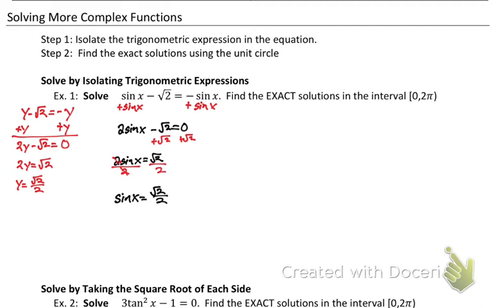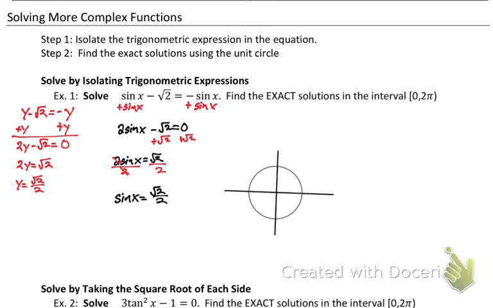Now, in previous lessons, if I said solve for x, and that alone, we would take the sine inverse of both sides. We're not. We're supposed to find the exact solutions on the interval of 0 to 2 pi. So we need to think about this just a little bit differently. Instead of taking a sine inverse of both sides, we're going to go to our unit circle.